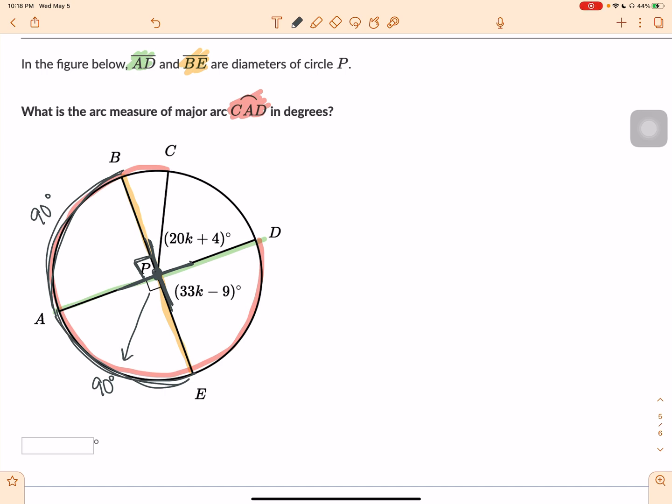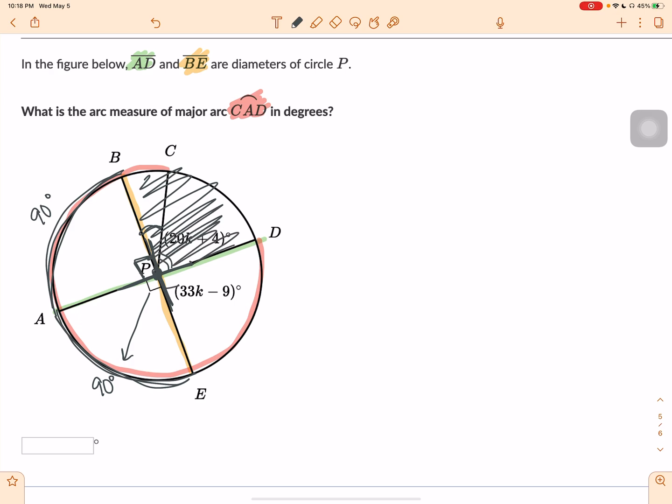I need to solve for K. So I can't use this at all to solve for K. I don't know anything about that angle measurement or what this angle measurement is. I have no idea. All I know is that those two add up to 90, but I don't know what this one is at all. So I have to ignore this part of the circle for just a bit.